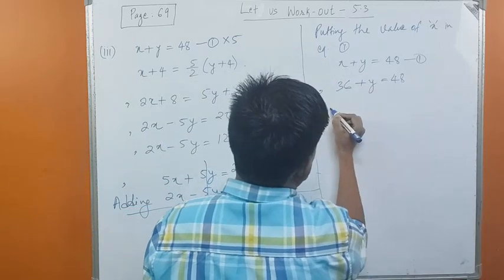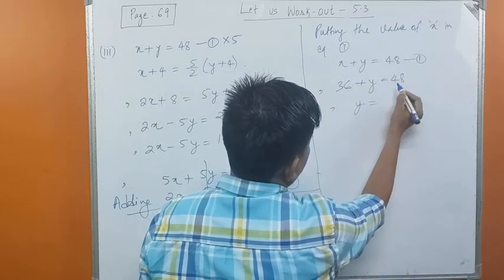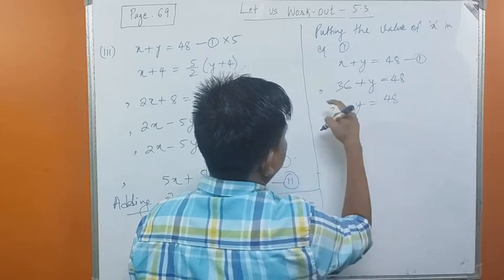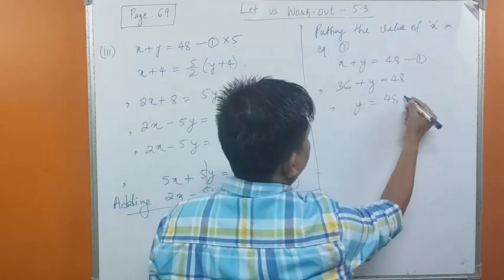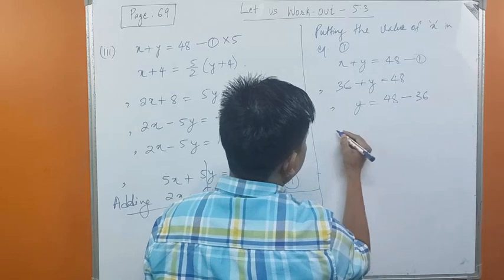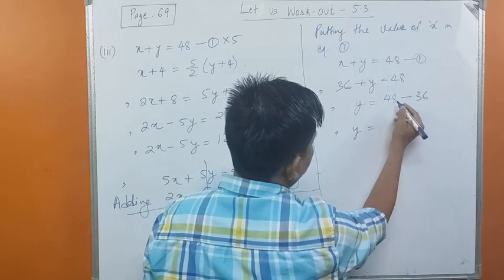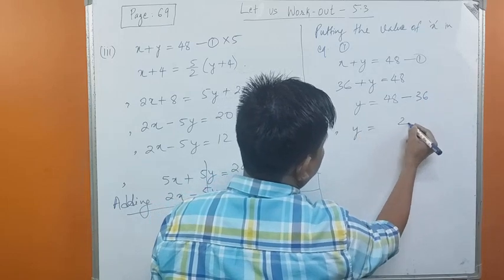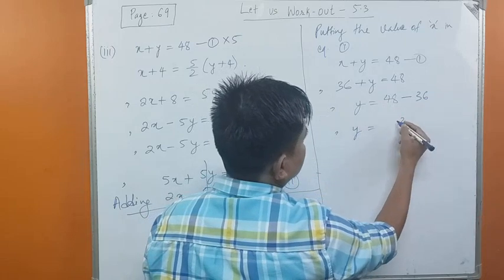Or y we keep on the left hand side. So 48, we take this plus 36 to the right hand side, it becomes minus 36. Or y equals 48 minus 36, isn't it? 8 minus 6 is 2. 4 minus 3 is 1.